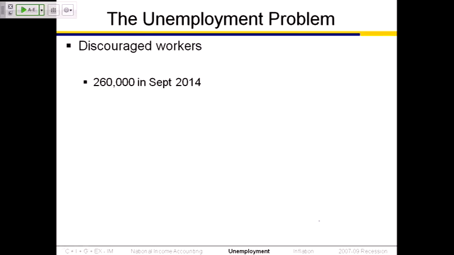Okay, when we talk about the unemployment problem, it includes not only the official unemployment rate, it includes those discouraged workers. 260,000 people in September 2014 had been unemployed for such a long time that they were taking a mental health break from the process of looking for work.